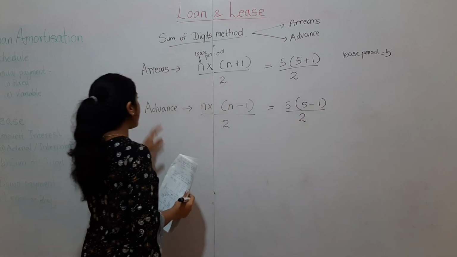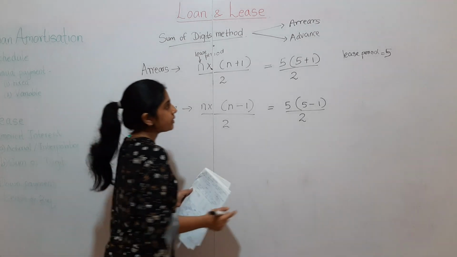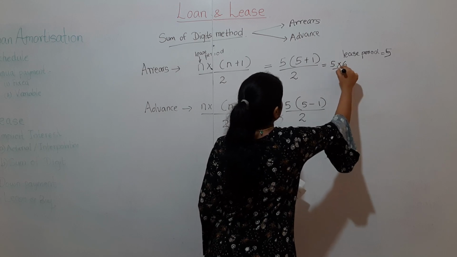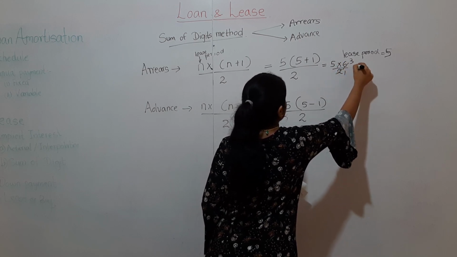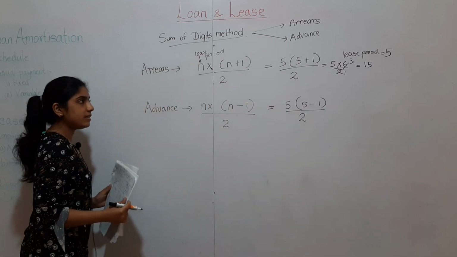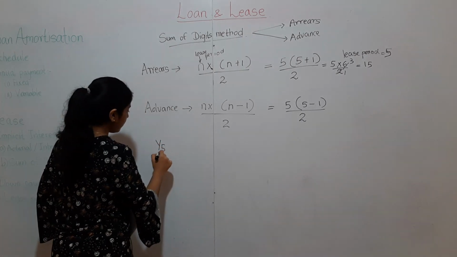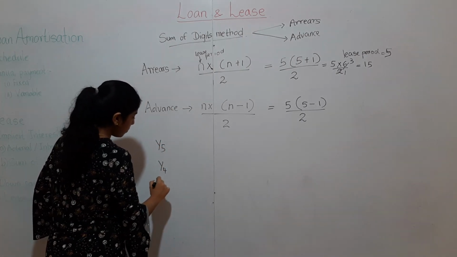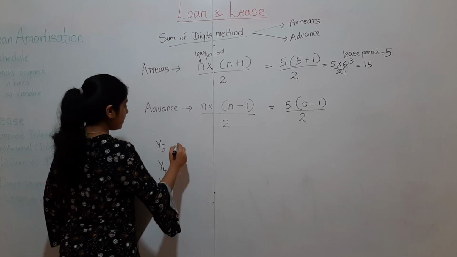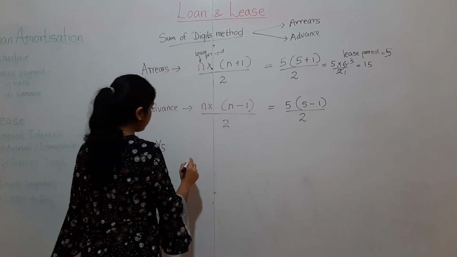Now let's go with the arrears approach, where interest is paid at the end of the year. So, 5 multiplied by 6 divided by 2. What's the answer? 15. How you apply this to find the implicit interest for each year is that first, write down the years 4, 3, 2 and 1. Then now it is 15.